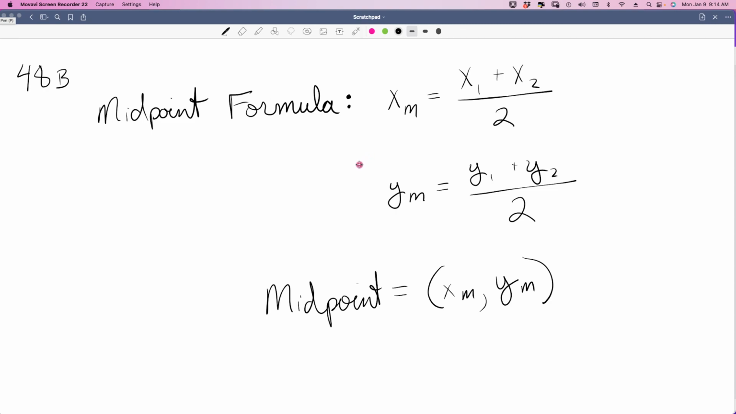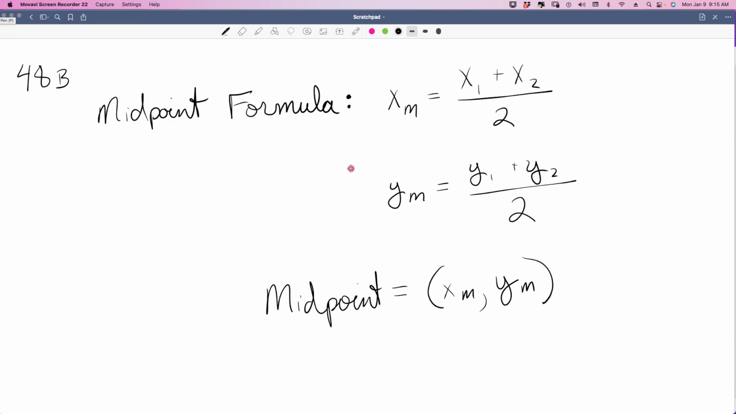Welcome to the second and last part of lesson 48B. Since lesson 37, we've been using the locus definition and the distance formula to write the equation of a line that is equidistant from two designated points. This line bisects the line and connects the 2 points, and it's perpendicular to the segment.